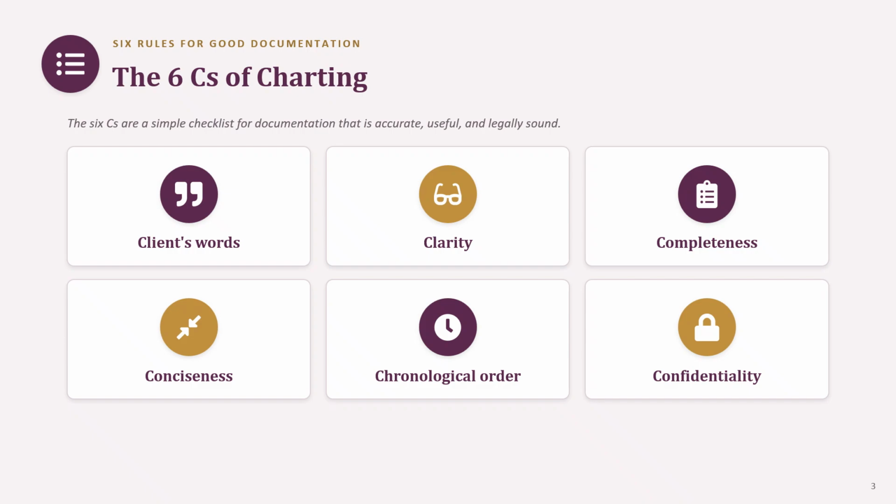Client's words means capturing what the patient actually said. Clarity means anyone can understand it. Completeness means nothing important is left out. Conciseness means it's brief and to the point. Chronological order means everything is dated and timed in sequence. And confidentiality means the information is protected. Over the next couple of slides, we'll take them three at a time and look at concrete examples of each so you can see exactly what good charting looks like.